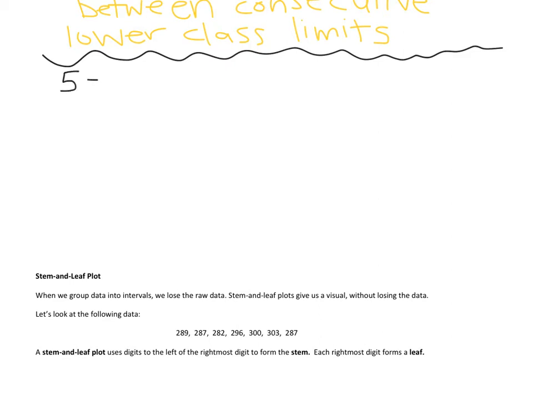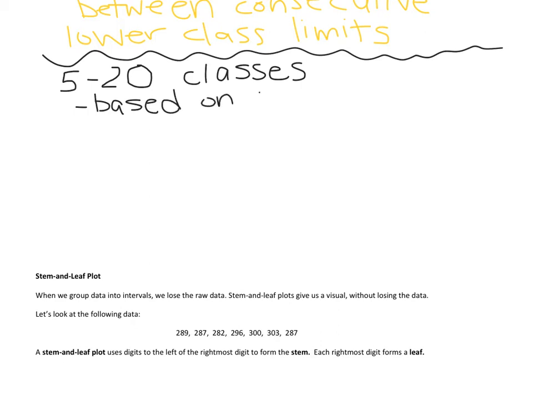Sometimes you just have to fool around with the number of classes until you figure out the classes that best represent the data. In general, we want between 5 and 20 classes. How you decide if you should choose 5 or 20 is going to be based on how big your sample is. If you have a small sample, maybe you'll just have 5 classes. If you have a very large sample, you can have up to 20 classes.